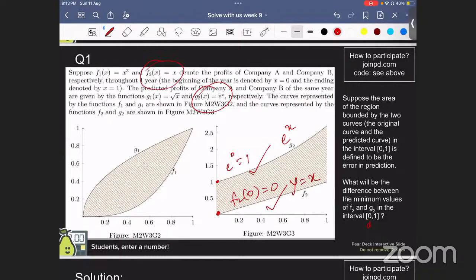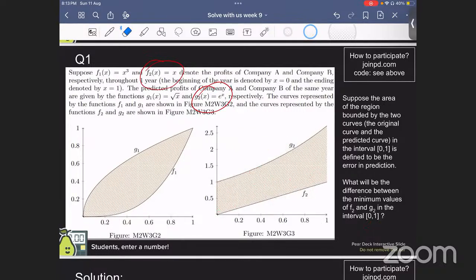Okay, now tell me what will be the error in prediction. Can you tell me the error in prediction? You have to calculate for company A and then for B. So first you calculate for company A, error in prediction. There is exact profit for a company A, and there is some prediction that the company has made for this function. So F1 equals X cube is the exact profit that they have got, and the prediction was root X, correct? So what's the error in prediction that they have made?